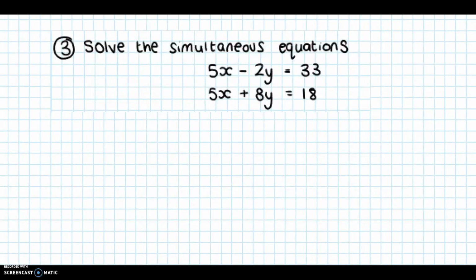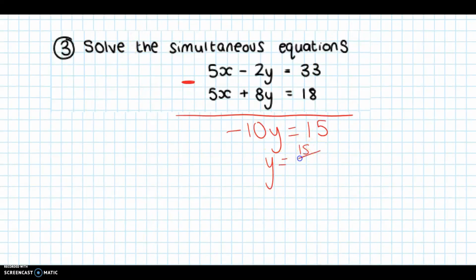Now I need to decide, do I want to add or subtract the equations to get rid of these x's? Well, if I added, I'd end up with 10x, so I must want to subtract or take away. 5x take away 5x is nothing, which is what we want. Minus 2y take away 8y is minus 10y. And 33 take away 18 is 15. So if minus 10y is 15, then y must be 15 divided by minus 10, which gives you minus 1.5.